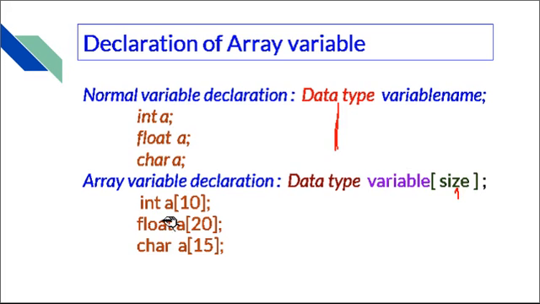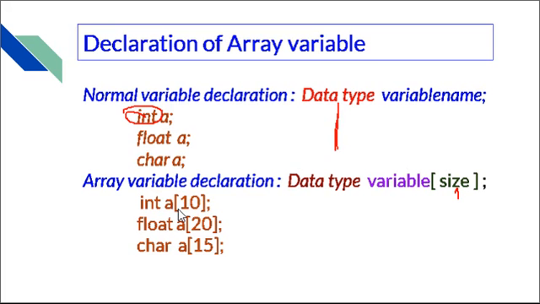Okay, so look here. int A[10]. Int is the data type, A is the variable name, and within the square brackets 10 is the size of the array variable. Size of the array variable A is 10. In int A, A is a normal variable, an integer type variable capable of holding only one value at a time. But in int A[10], A is not a normal variable, it is an array type variable.